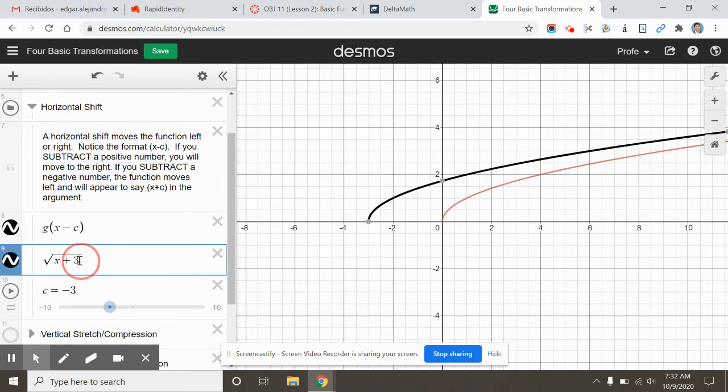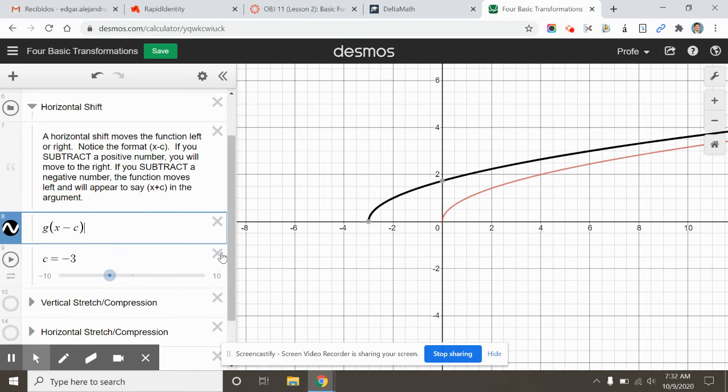Notice how if I say square root of x minus 5, that shifts the function 5 units to the right. All right, a little bit different. Very good. So that's the horizontal shift.